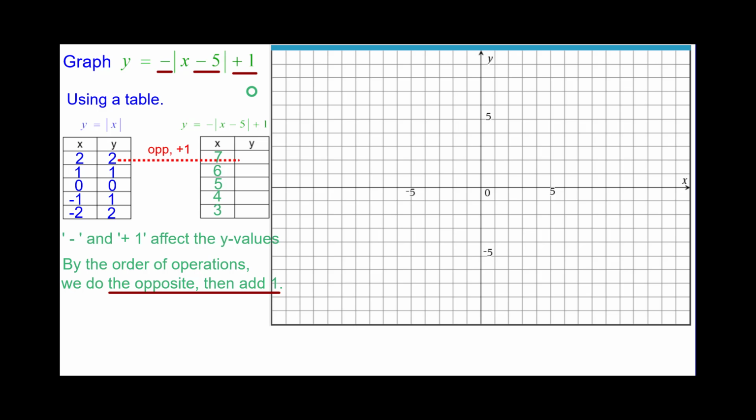So take the opposite of 2, add 1. That's negative 2 plus 1 is negative 1. So we plot the point 7, negative 1. The opposite of 1 plus 1 is 0. So we'll plot 6, 0. We ask that you finish the table and plot the points. Press pause to do this and resume when you're ready.